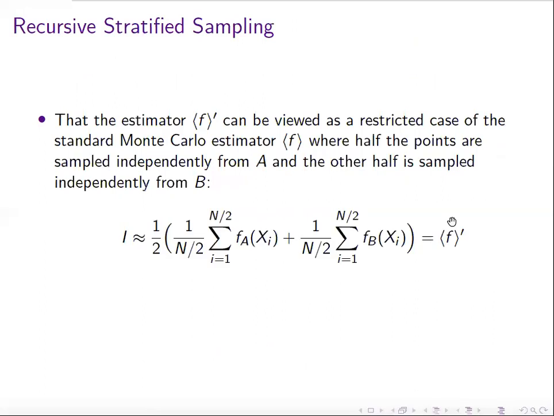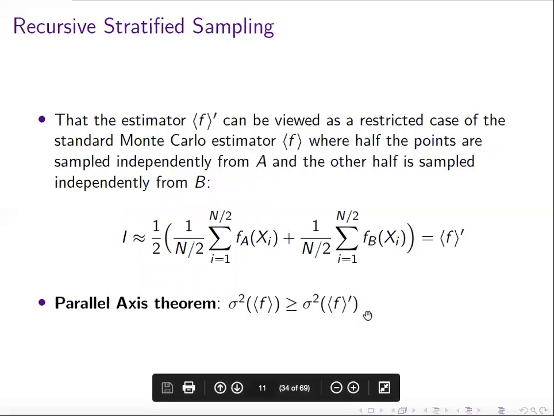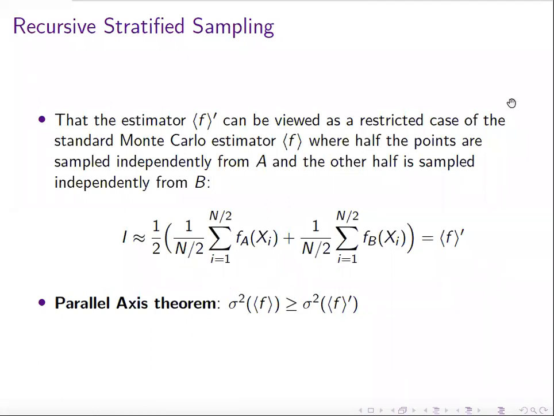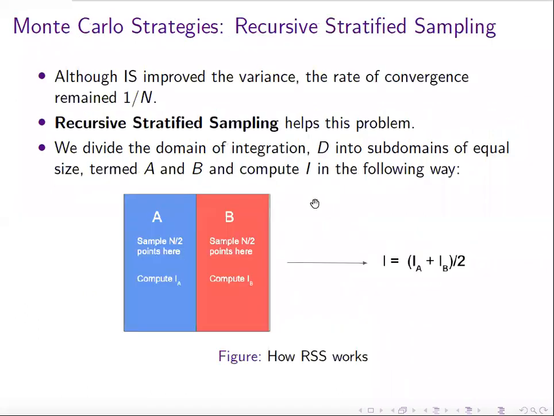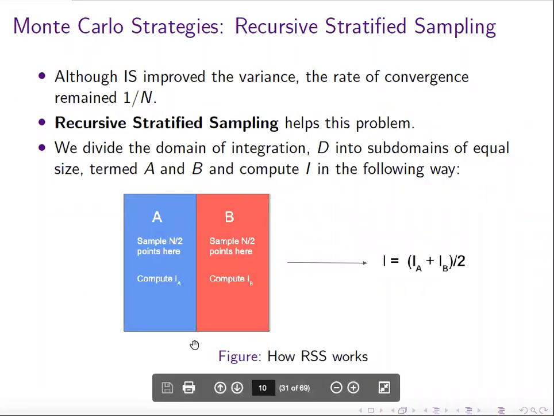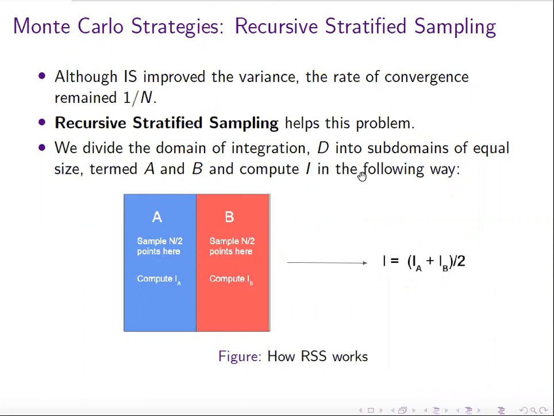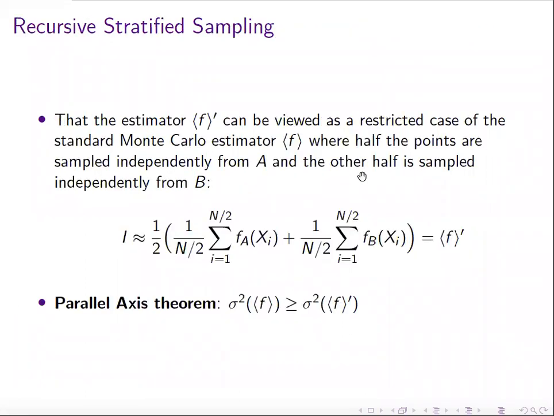And why do we do this? It's because the parallel axis theorem says that this way of computing the integral actually improves our variance compared to doing it using simple Monte Carlo. And that gives us an algorithm because we can just keep subdividing our domain this way. We divide it into halves, and then we divide A and B into halves each, and so on, and then keep computing the integral on each partition.